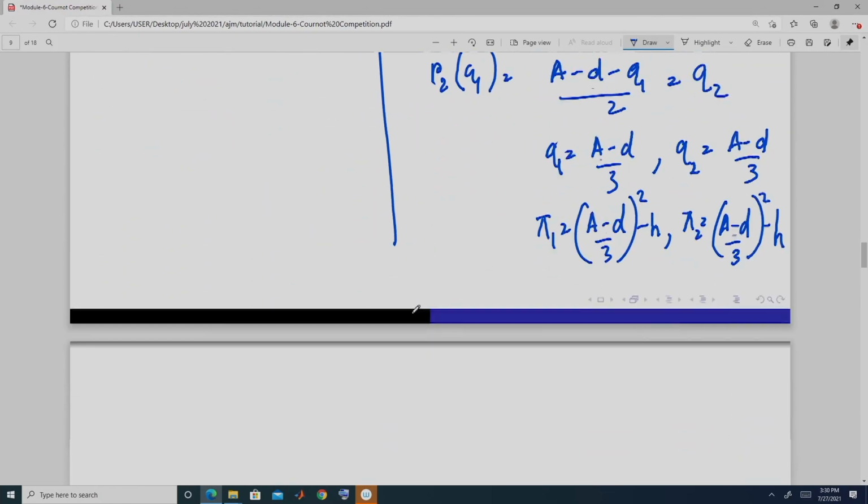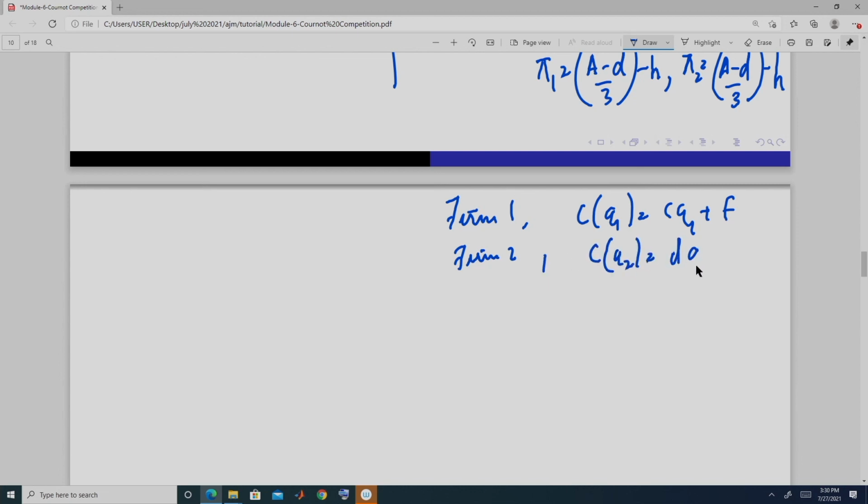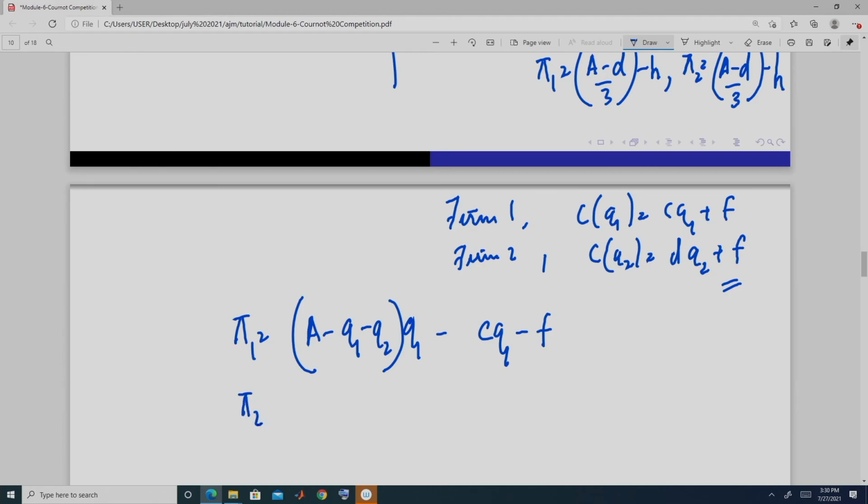Now, if any one of them chooses, suppose firm 1 chooses this and firm 2 chooses this, then what is going to happen? The profit of firm 1 is this, and the profit of firm 2 is this.